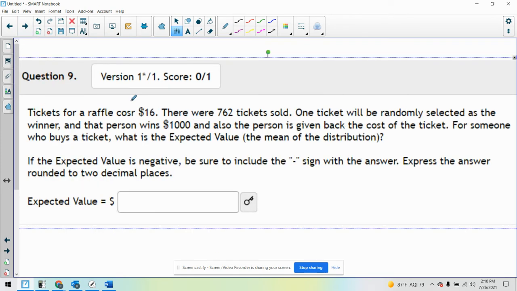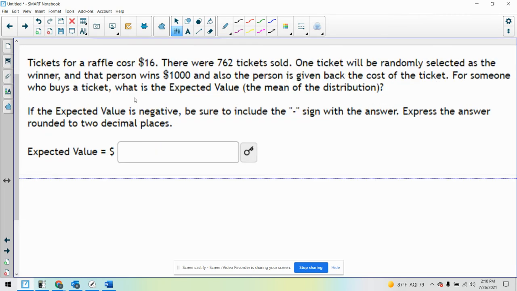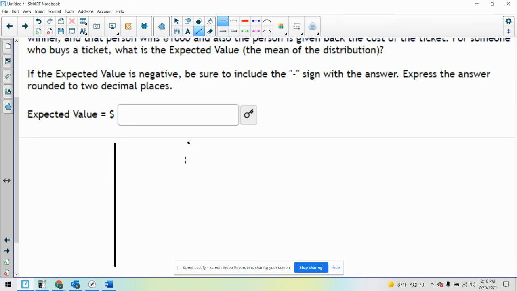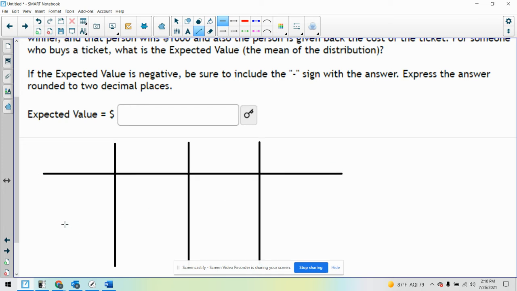Keep moving. So it says tickets for a raffle cost $16. There were 762 tickets. One ticket was randomly selected, and that person wins $1,000, and also is given back the cost of the ticket. For someone who buys a ticket, what is the expected value? Whenever I have expected value problems, I just start by drawing this chart here. It's going to be 3 vertical lines, and then a horizontal line for each of the outcomes. There's only 2 outcomes here.